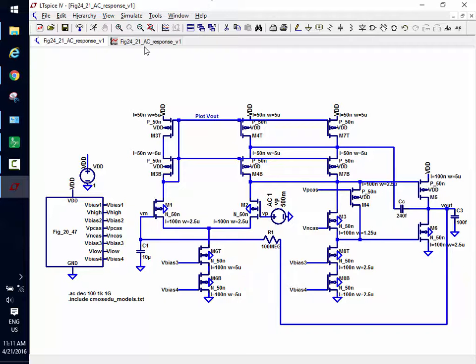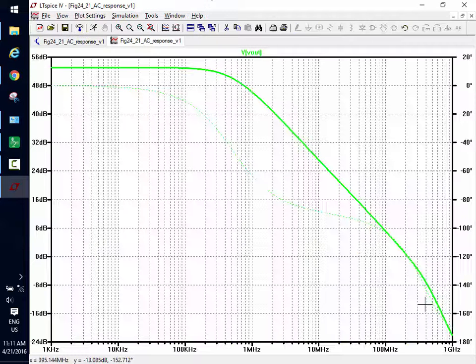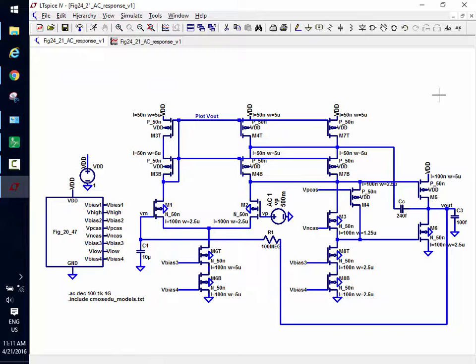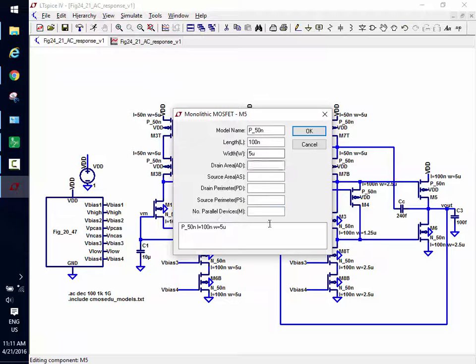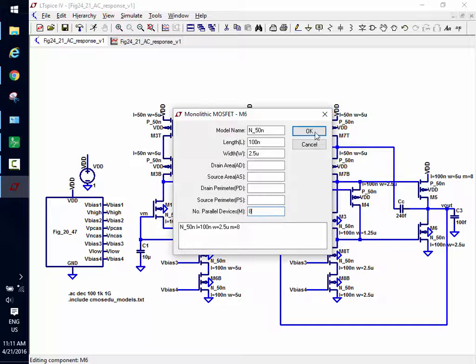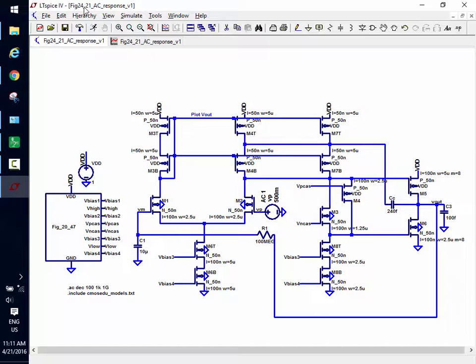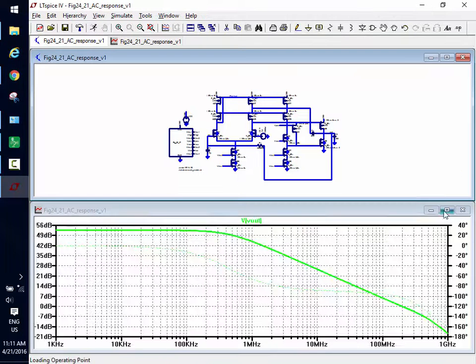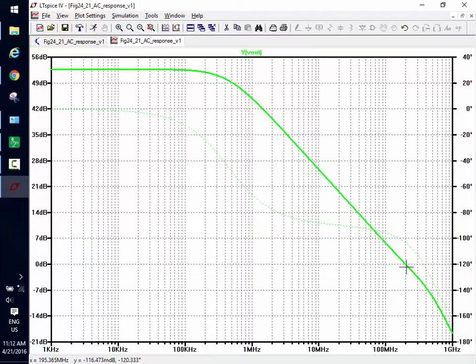Okay? So if I look at the response, I can see what my phase margin is. It's not that good. It's only 60 degrees. So I'm going to go fix that because I know how to do it. I'm going to make this 8. We will have to use that terminology in our report. I had to beef it up. I don't know. Let's see what happens. So now our phase margin's about 70, no, 80 degrees.